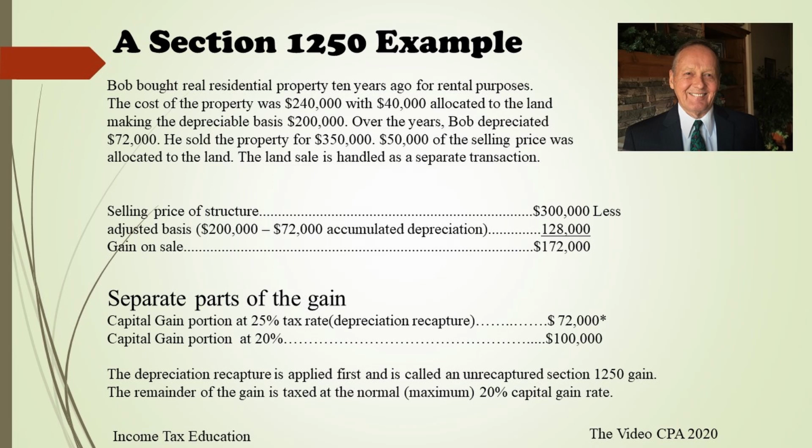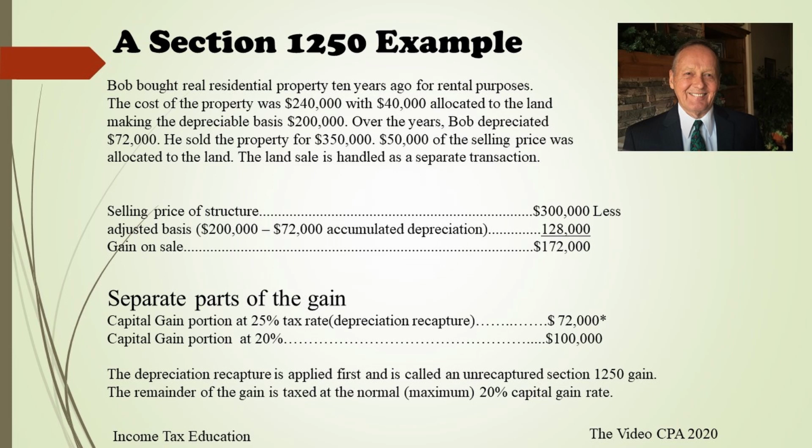And so in this particular example, the land is treated as a separate transaction, and I advise that you treat the land as a separate transaction. Both on the front end, you've got to separate it out because you don't want to depreciate it, and on the back end, you want to sell it separately, and it usually yields a better tax result.